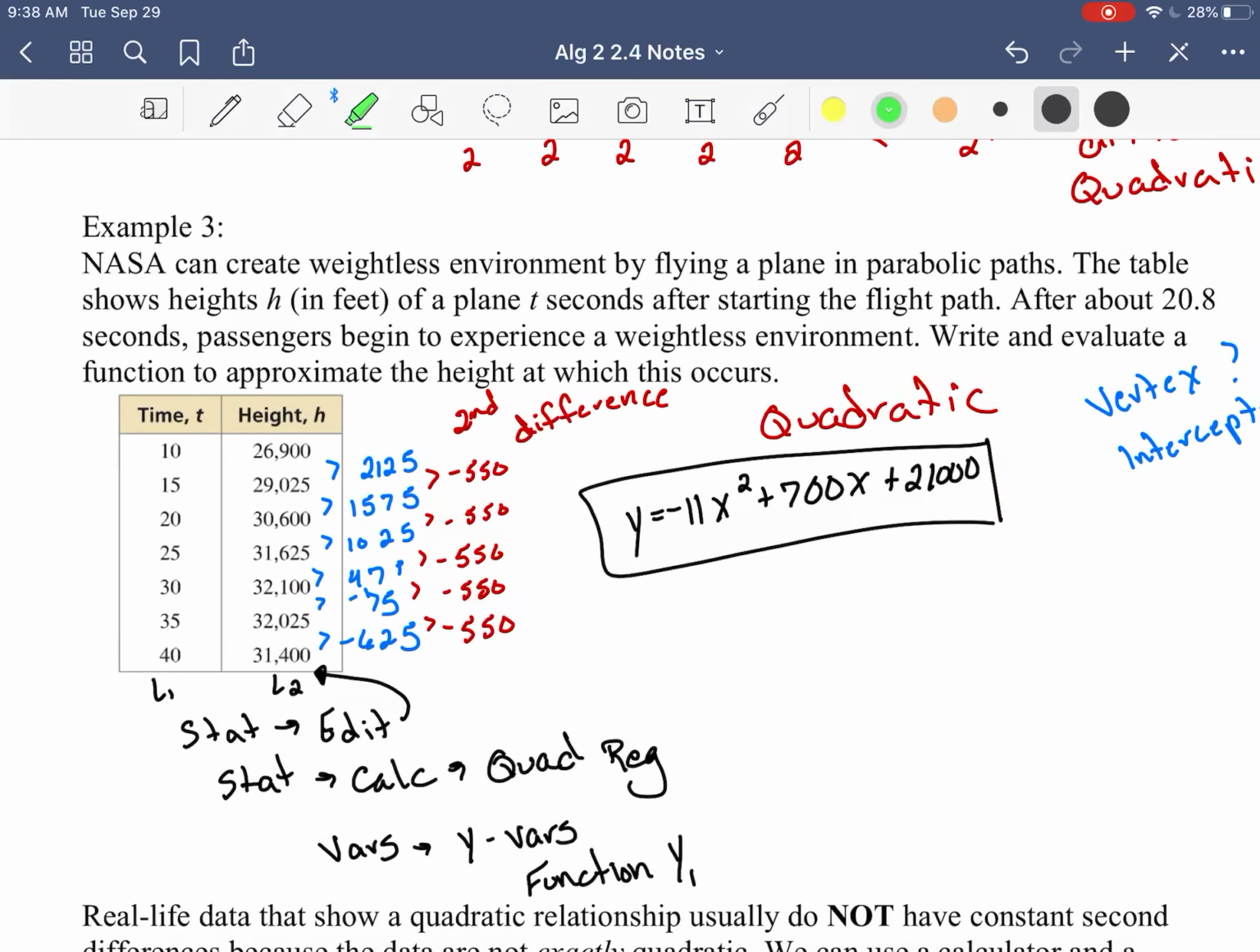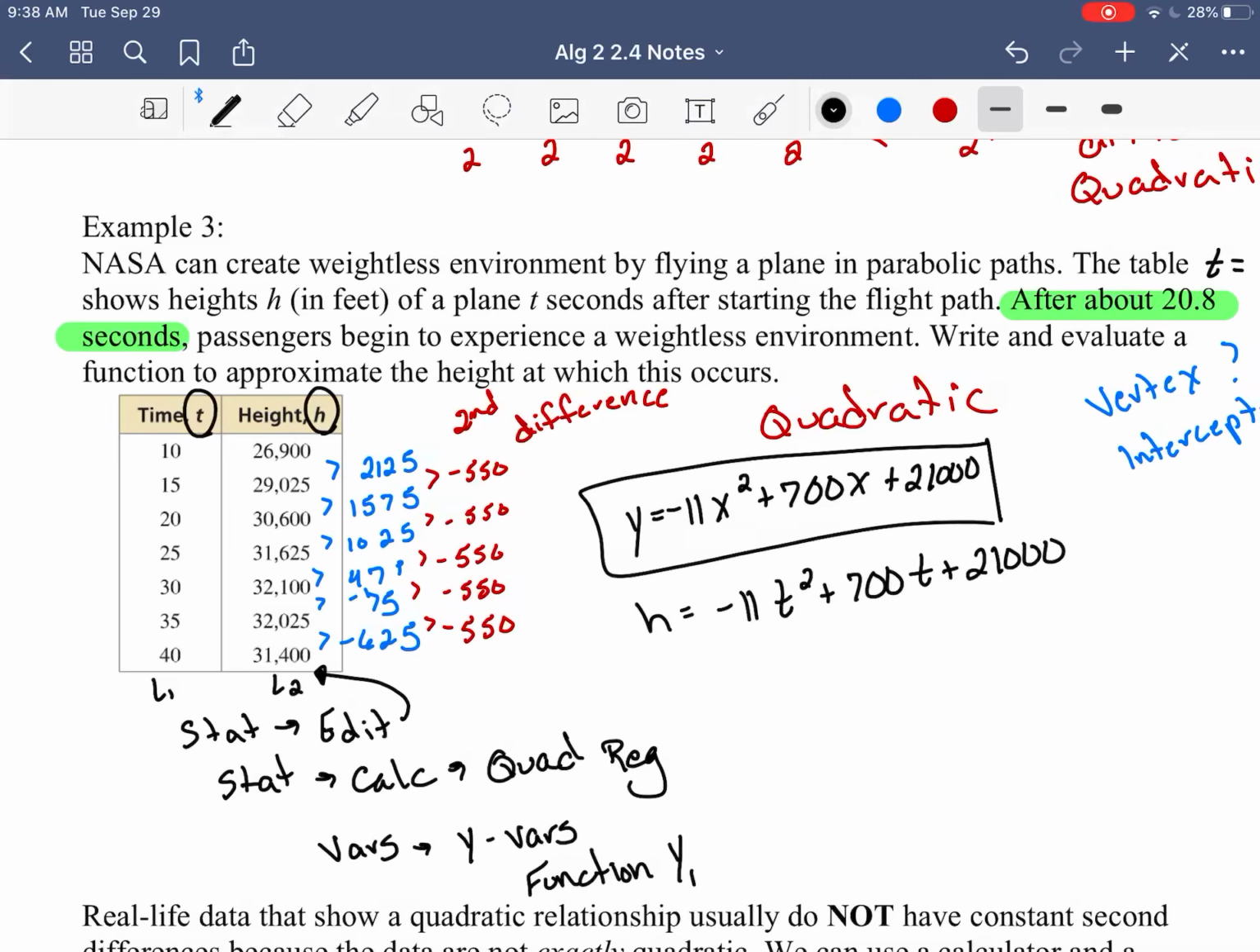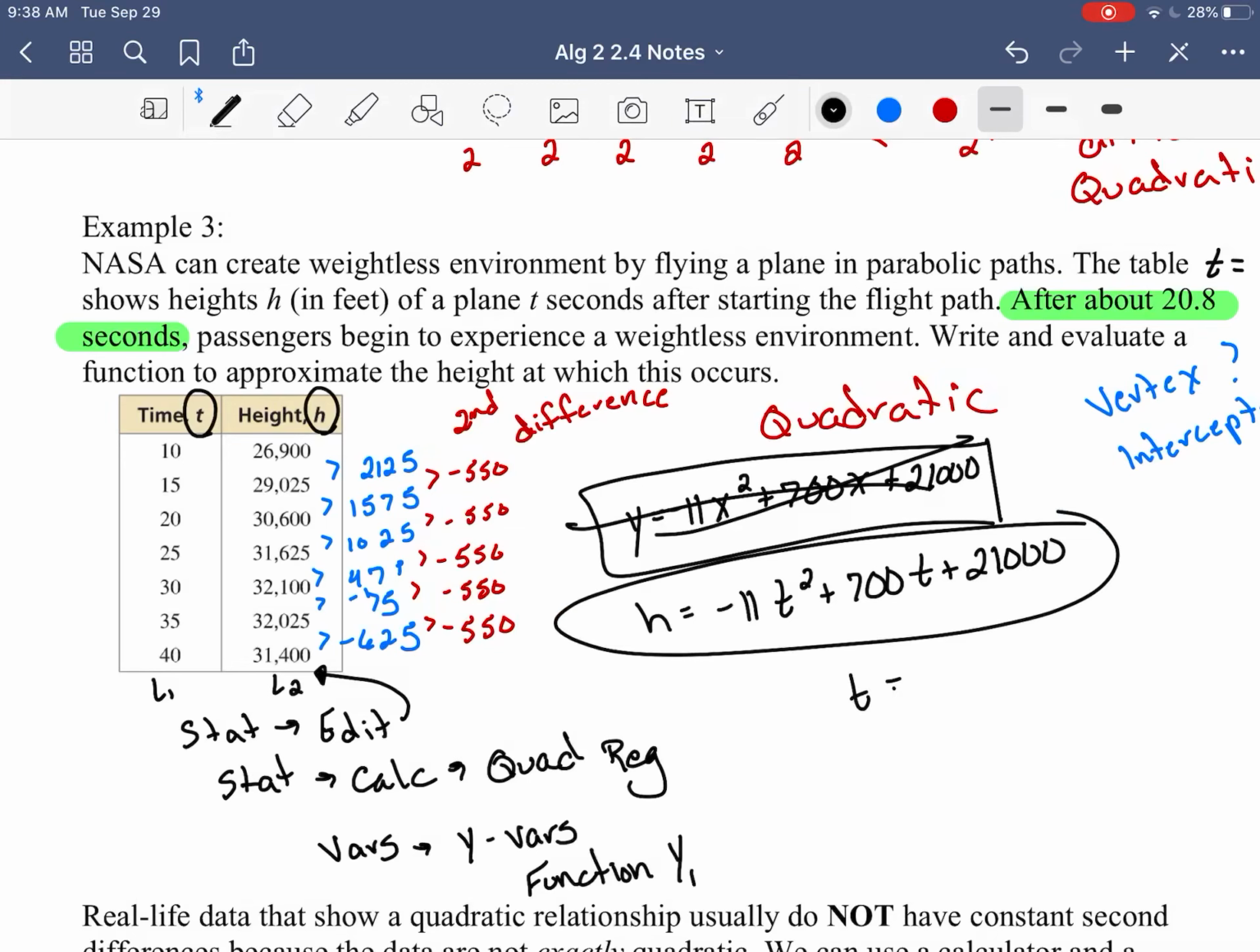So what occurs? Let's go back and read. After about 20.8 seconds, so that's when time is 20.8 seconds. Oh, we've got to switch our variables up. If you notice here, they use a t for x and an h for y, so I need to write this equation that way. So we use that one instead. But now when t is 20.8, what is h? That is what we're trying to find. What is the height when time is 20.8?